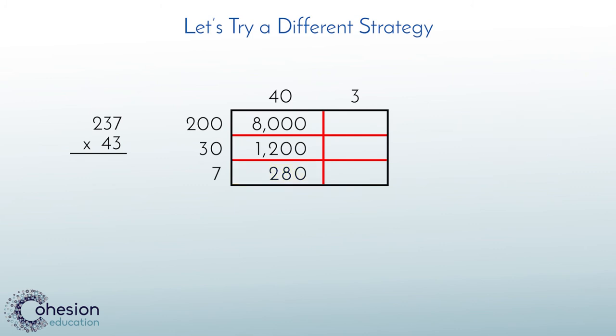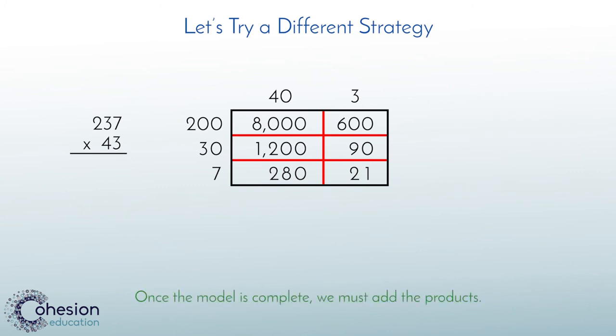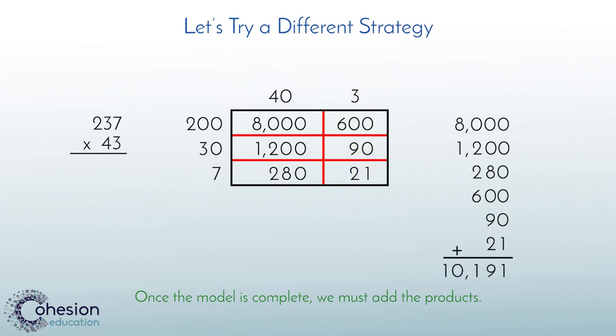Moving on to the right side, we will multiply all the vertical numbers on the left side each by 3. We will put the products of 600, 90, and 21 in the boxes on the right. Once our figure is completed, we will add up all of the products in the model to get a final answer of 10,191. This is the same answer we came to when using the standard way of multiplying. This is a model students are familiar with and may prefer to use because it breaks the numbers up into easier numbers to work with.